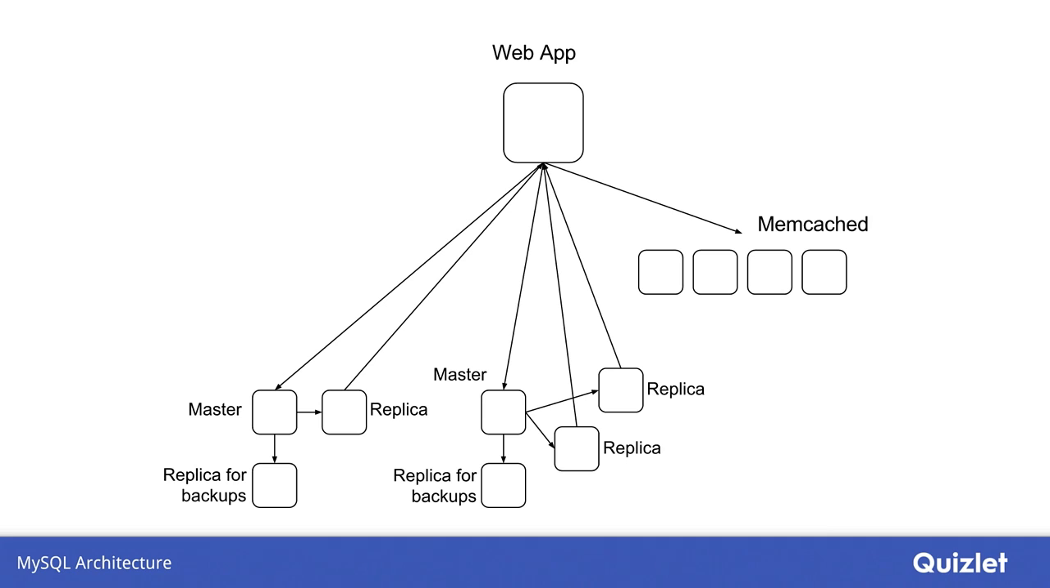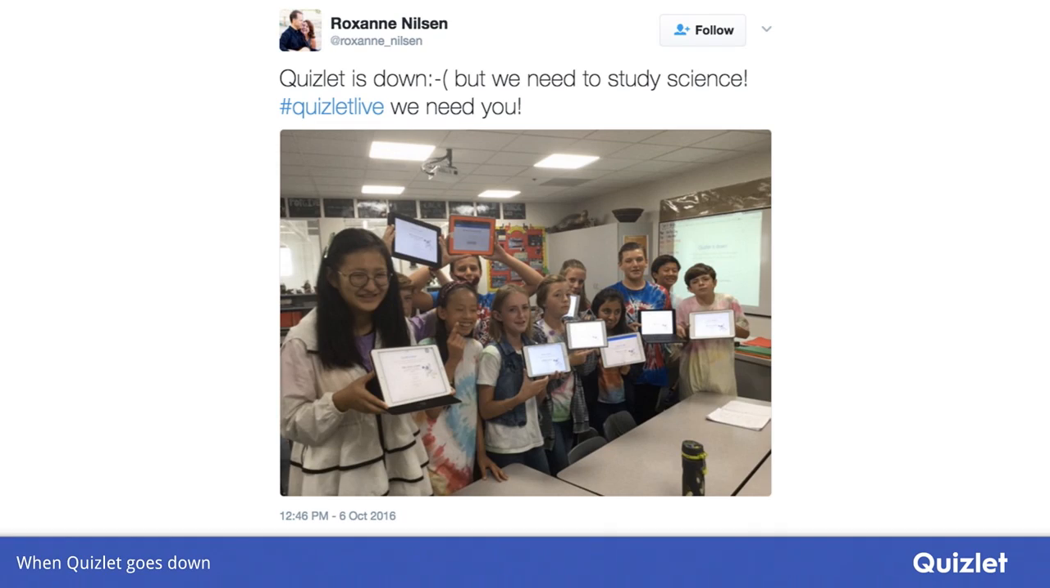And in fact, if this goes down, we have students complaining to us. We have people tweeting at us. People in classrooms come to a halt. This is what this looks like. So if Quizlet's database goes down, we get tweets like this. It's literally a classroom of students. It's hard to see, but they're all holding up iPads that say Quizlet is down on them.